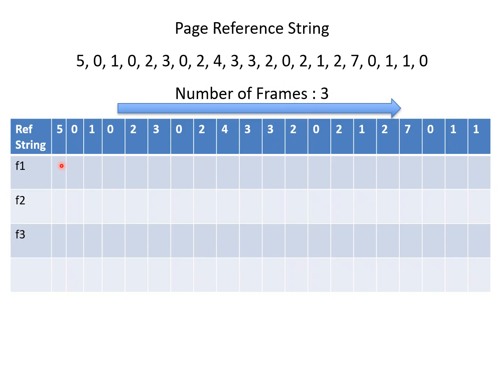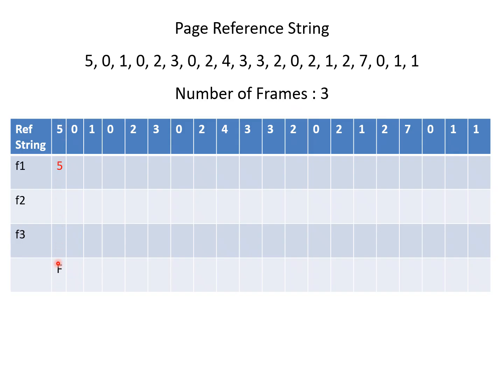Initially, in the main memory, all 3 frames are empty, and the first requested page is 5. It will search for it in the memory. 5 is not available, so that leads to a page fault. Next requested page is 0. It will search in the memory. 0 is not available, and two spaces are still empty, so 0 also produces a page fault.